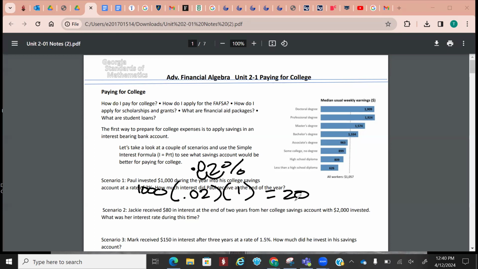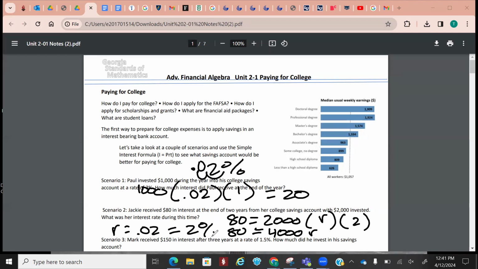Scenario 2, Jackie received $80 in interest at the end of 2 years from her college savings account with $2,000 invested. What was her interest rate during this time? So we're going to actually solve backward. So we got $80 is equal to $2,000 for investing. We don't know the rate, and it's for 2 years. So we're going to take 80 and divide it by 4,000. And when we do that, we're going to get R equals 0.02, which is also known as 2%.